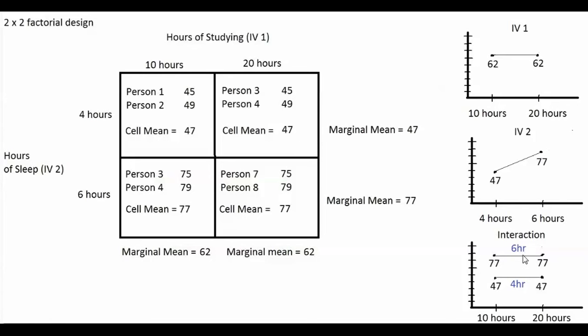So here we have a difference of 0 going across, and we have a difference of 0 going across. Here we have a difference of 30, and here we also have a difference of 30, which means that the 2 lines are parallel and there's no interaction. The effect of each independent variable doesn't depend on the level of the other independent variable. So here we have an example in which there's no main effect of IB1, there is a main effect of IB2, and there's no interaction.